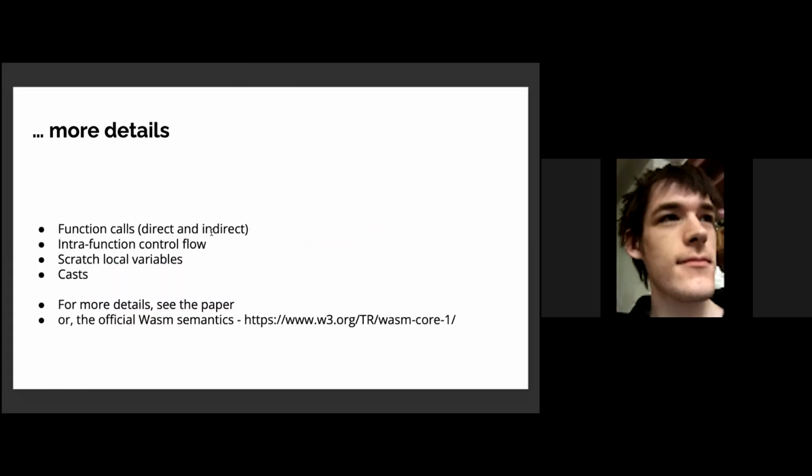There are other details of WebAssembly semantics, which I don't have time to introduce here. In particular, WebAssembly's control flow is quite unusual for a bytecode language, as it does not have arbitrary goto, but instead uses blocks, loops, and a break expression. Details can be found either in the paper or in the official formalism.